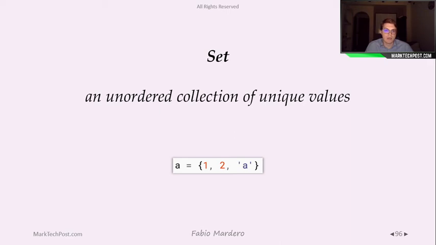Finally, a set is an unordered collection of unique values. So usually the set is used to extract from a list the unique values of that list, because a set collects only unique values, but it's unordered.